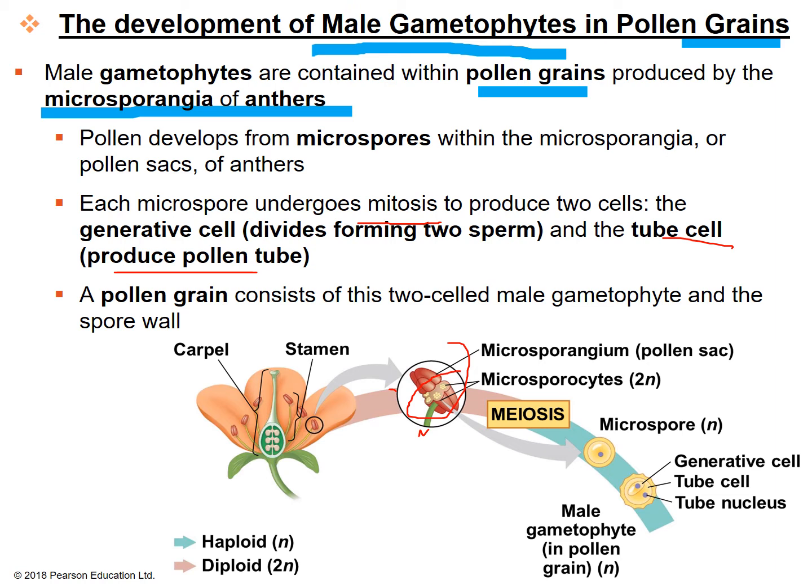A pollen grain consists of this, as you see here. This is the pollen grain or the male gametophyte, the mature one, where the spore wall surrounds these 2 cells, the generative cell and the tube cell seen here. Okay. So the gametophyte is found inside this pollen grain.